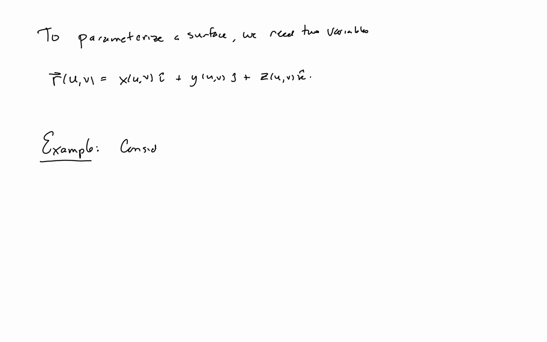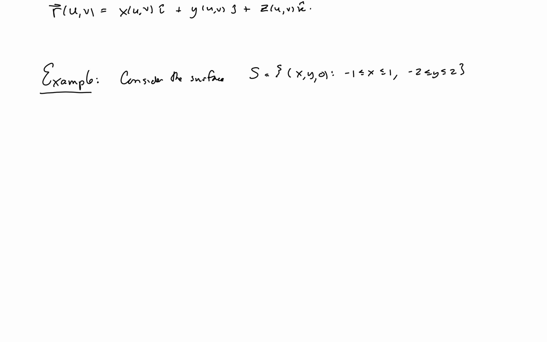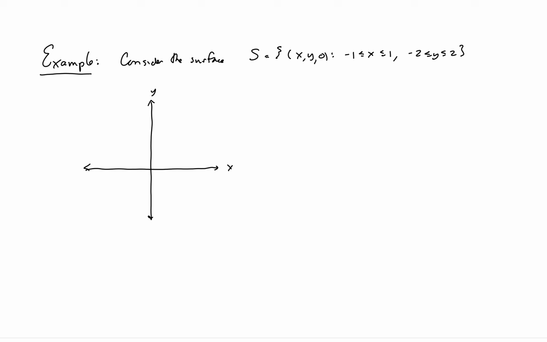So let's consider the surface. Let's just take S to be this square in the xy plane. If we think of what this looks like, it's just a simple square, but the idea here is we want to parameterize this in the form r of u and v. So this goes up to 2, this goes out to 1, and this is our surface S.